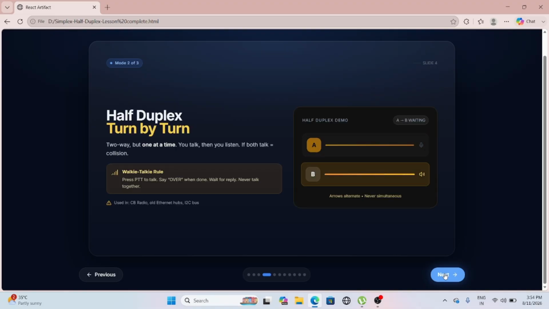The next one is half duplex. Half duplex is different because communication happens in both directions. However, both sides cannot transmit at the same time. They have to take turns. A very easy example is a walkie-talkie. Person A speaks while person B listens. Then person A stops and person B speaks. So the communication looks like A to B and B to A, but not simultaneously.